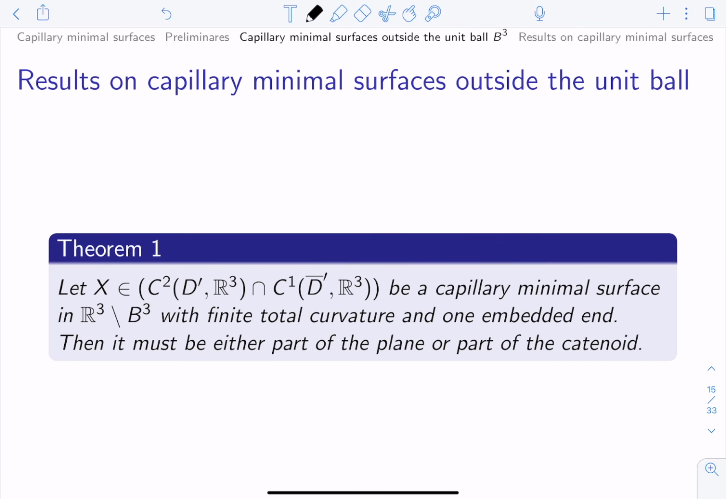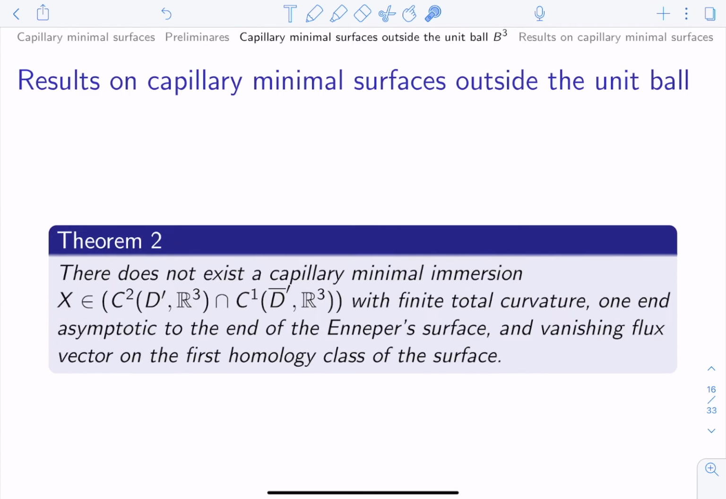Now we have the following uniqueness theorem. It states that if X is a capillary minimal surface outside the unit ball with finite total curvature and one embedded end, then it must be either part of the plane or part of the catenoid. So here's theorem 2.